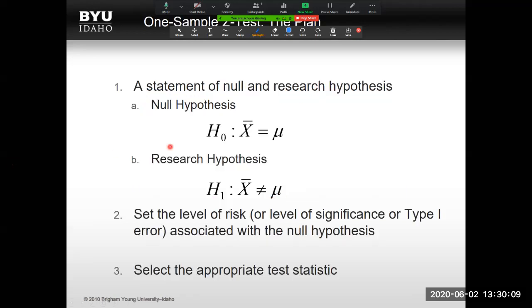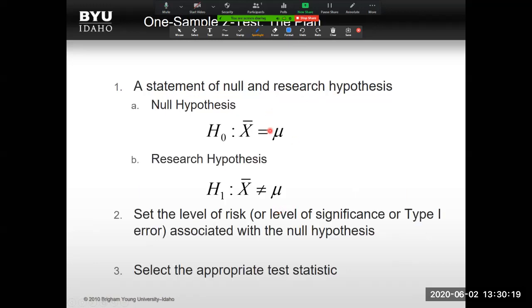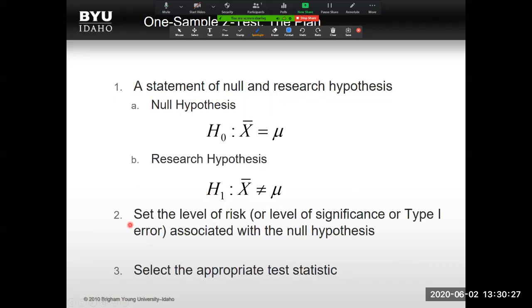So the null hypothesis is that my sample mean equals the population mean, or 490 equals 500. I know it sounds stupid. Guess what? Almost all null hypotheses are stupid. The alternative hypothesis is that those two don't equal each other, or that this does not equal this. I choose my level of risk, or the type 1 error, which is 0.05 based on our discussion previously. The appropriate test statistic is the z-test.